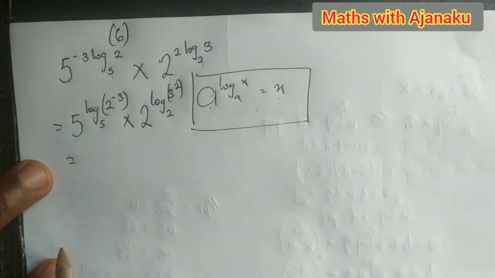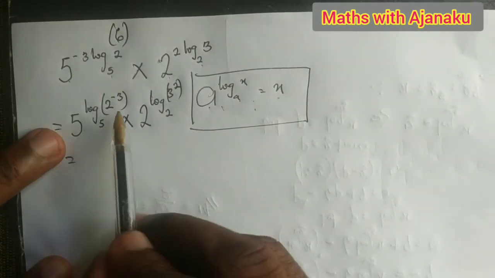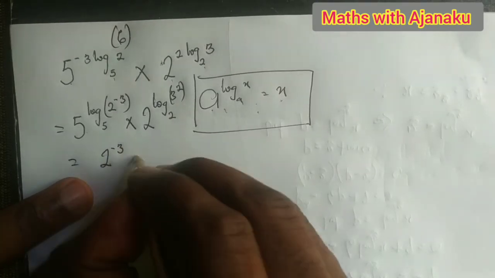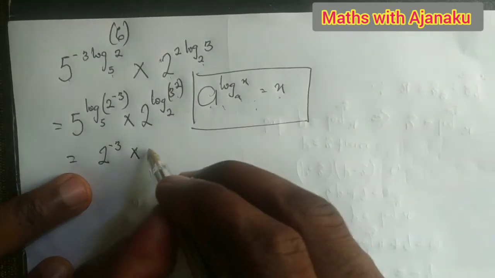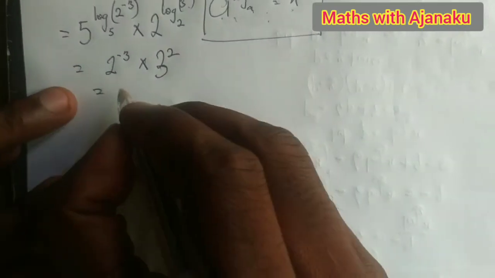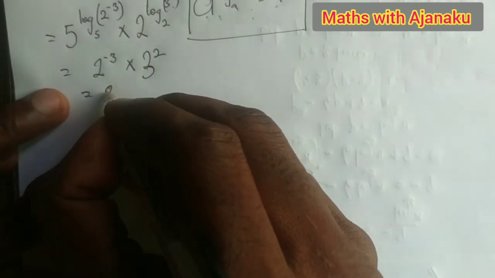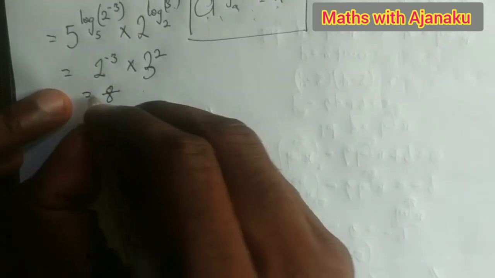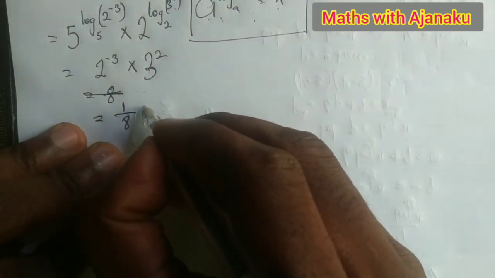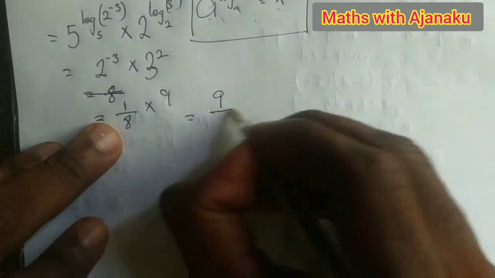So from the analysis, this we evaluate to give me 2 raised to the power minus 3, times, then this we evaluate to give me 3 raised to the power 2. This is equal to 2 raised to the power minus 3, that's 1 over 8, times 9. So all this evaluates to give me 9 over 8.